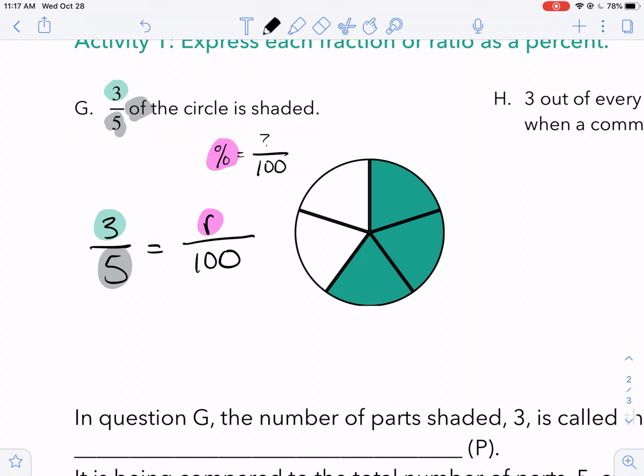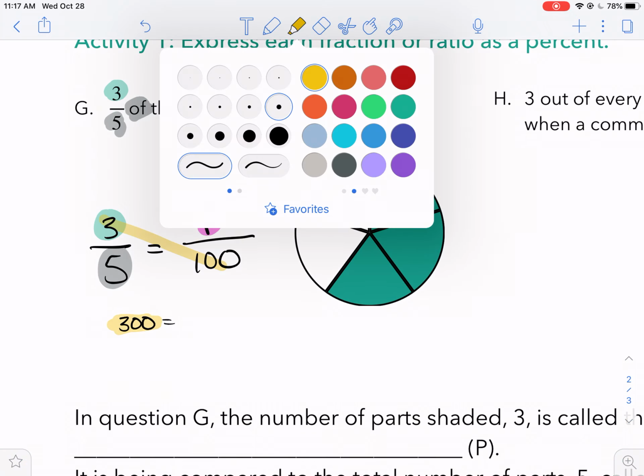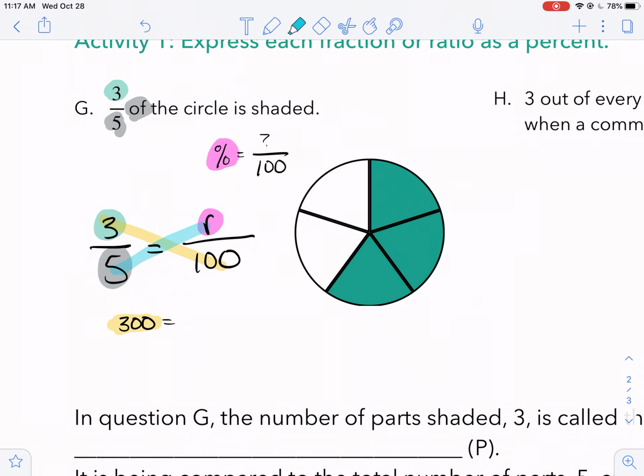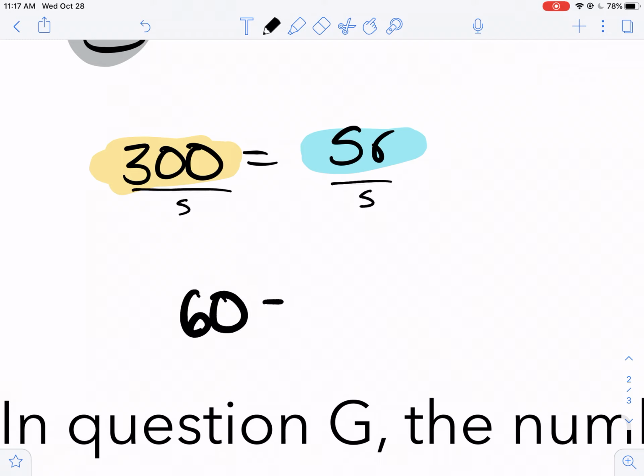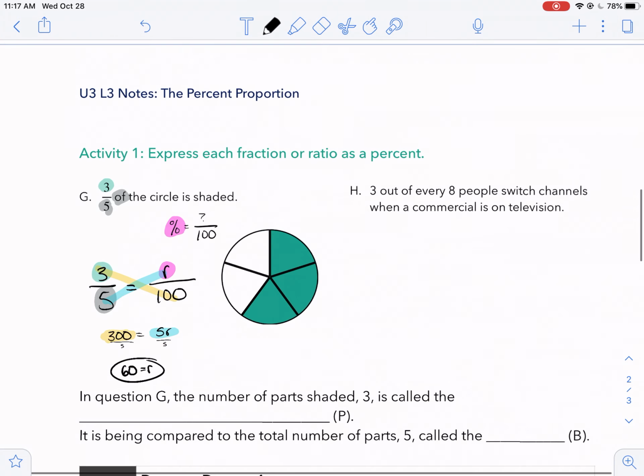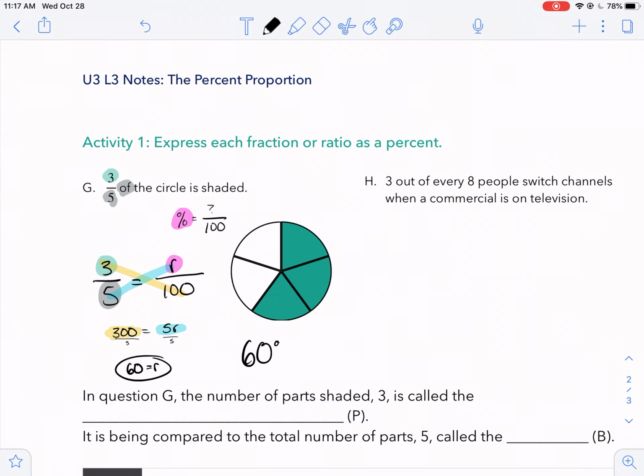And now to solve this, we can just cross multiply. We cross multiply by taking, I'm about to hiccup, I can feel it coming. Okay, it didn't go. But 3 times 100 is 300. And then 5 times R is 5R. So that's great. And if 300 equals 5R, we divide both sides by 5, and we get that 60 equals R. So that tells us that 60% of the circle is shaded.